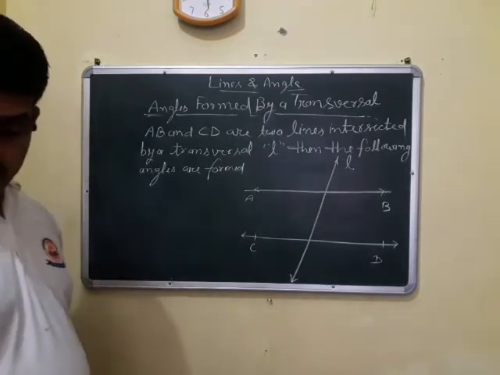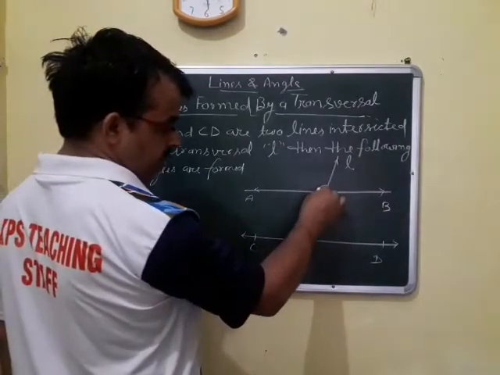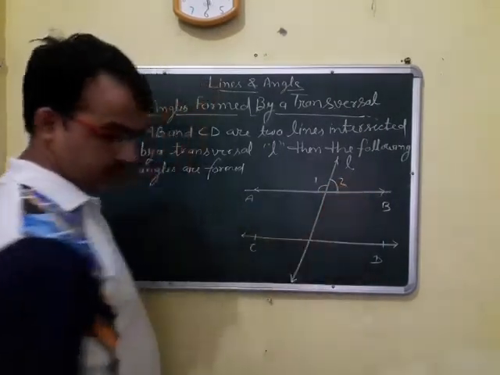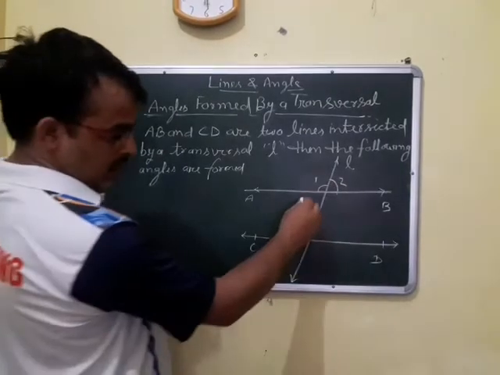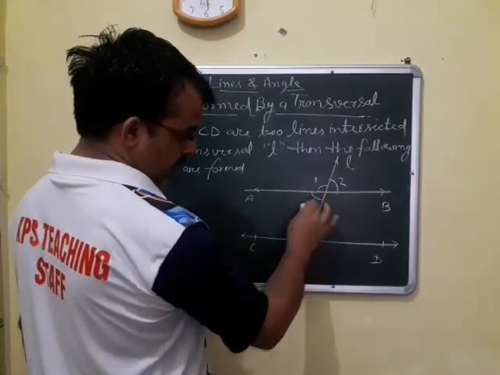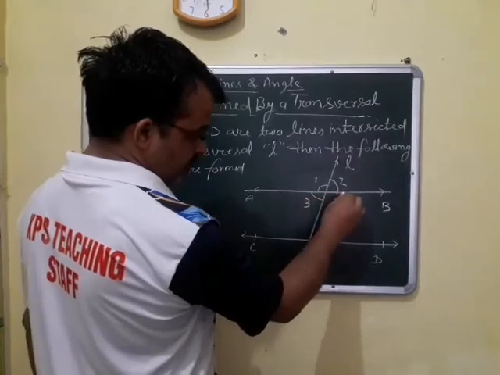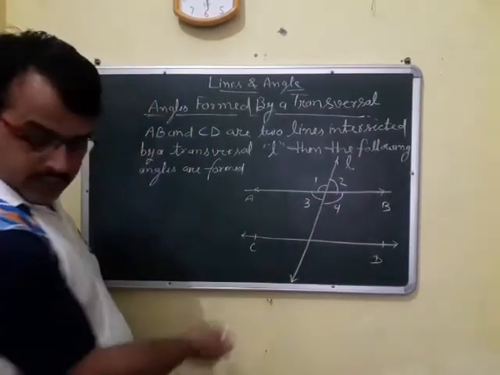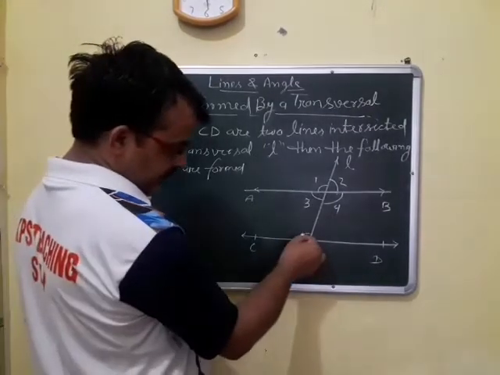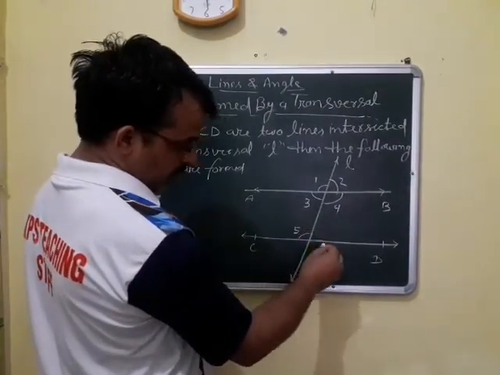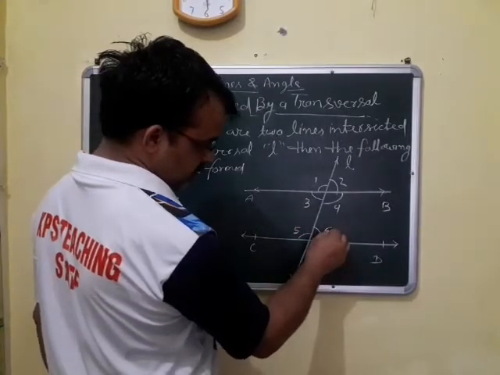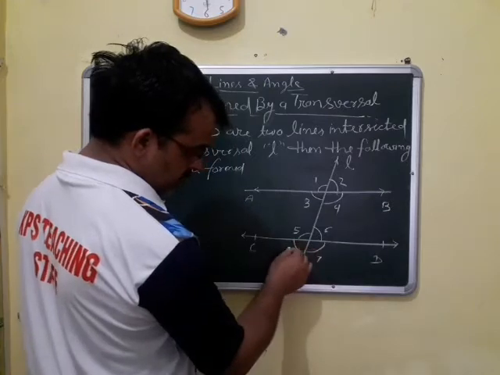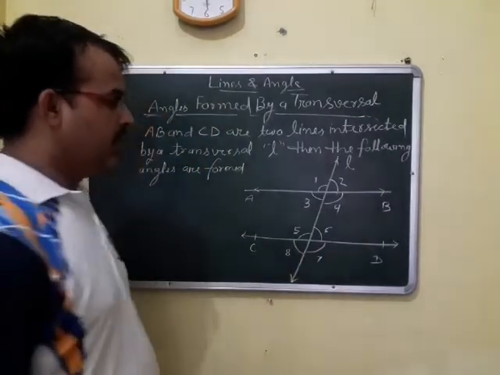Clear? So this transversal line makes different angles. Look, this one is angle 1, this one is angle 2. Now angle 3, and this one is angle 4. And now look, here angle 5, angle 6, angle 7 and angle 8. Clear?